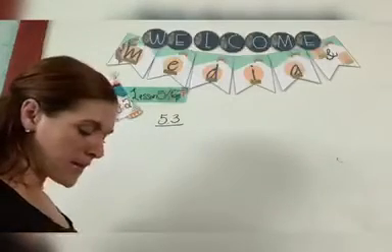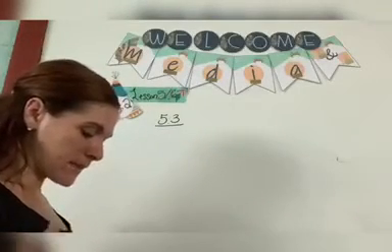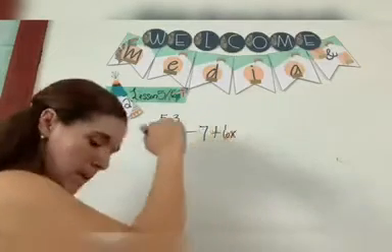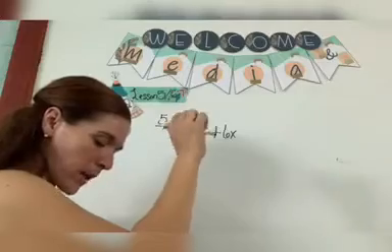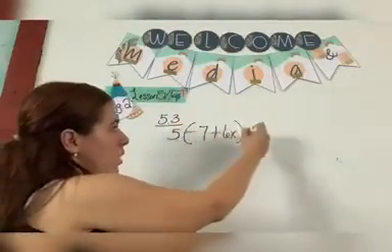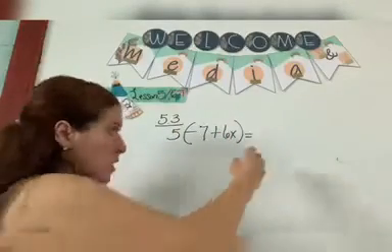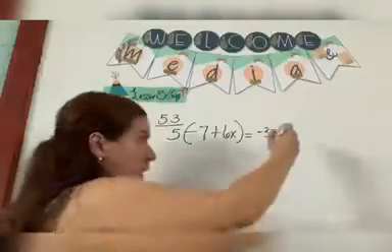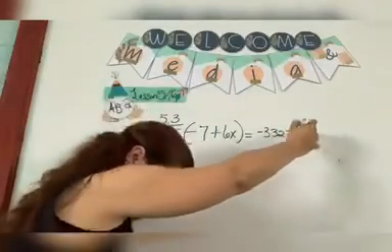Example 3. The sum of negative 7 and 6 times a number is multiplied by 5. The result, that's equals, is 332 less than. So negative 332 plus 3 times the number.